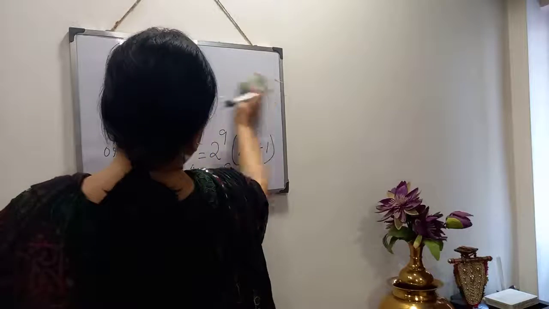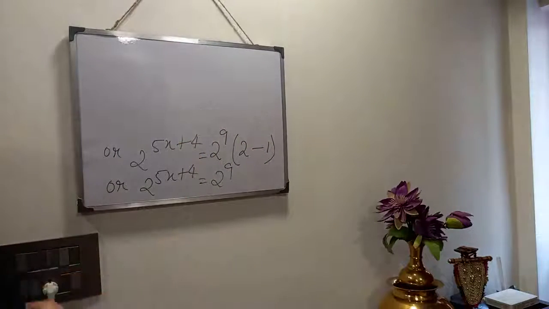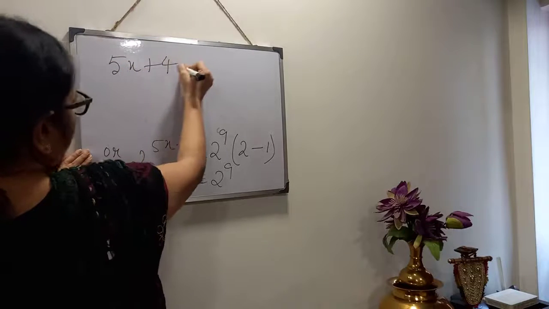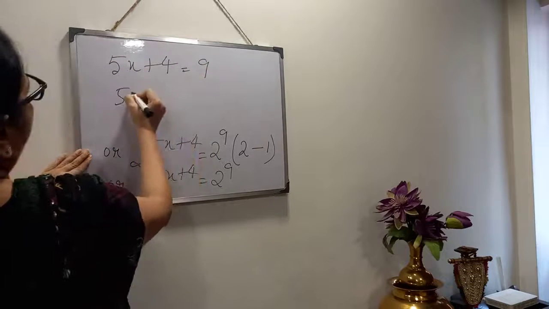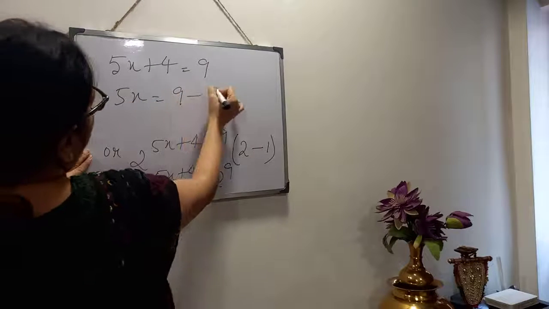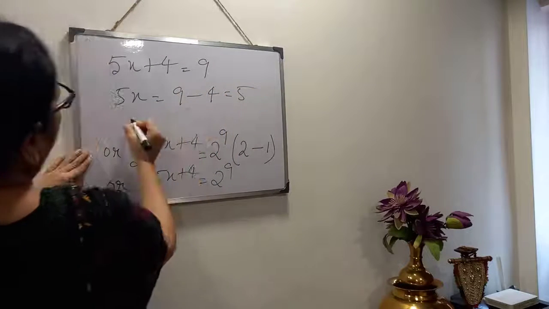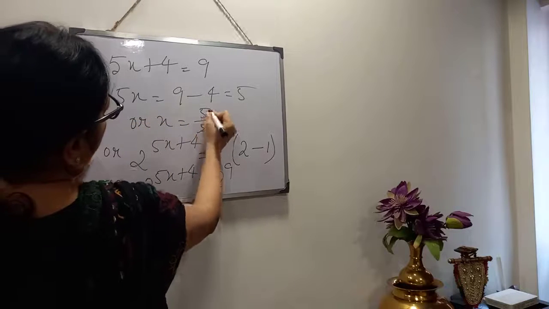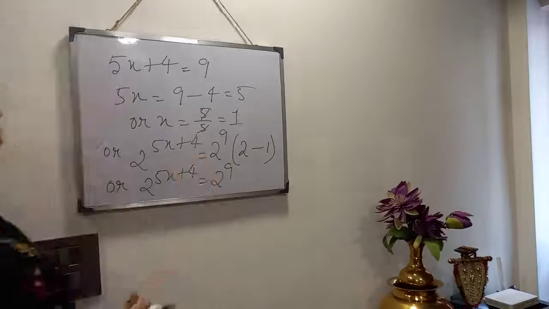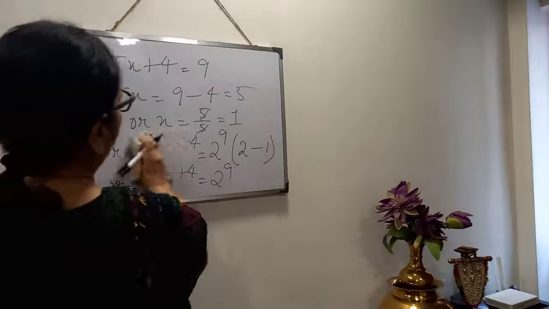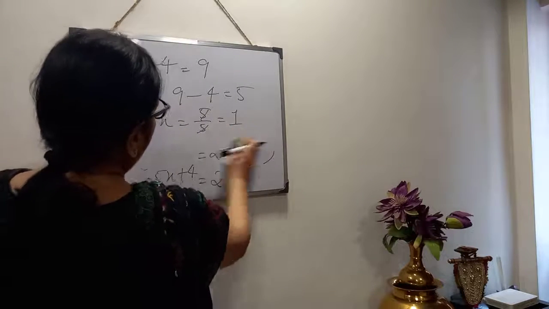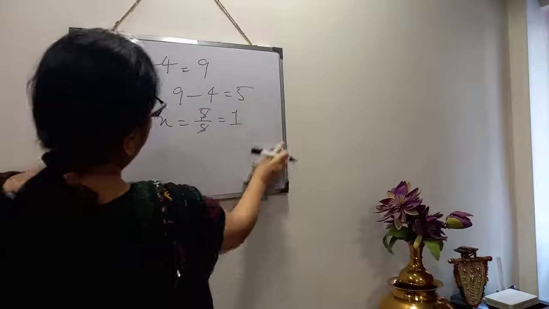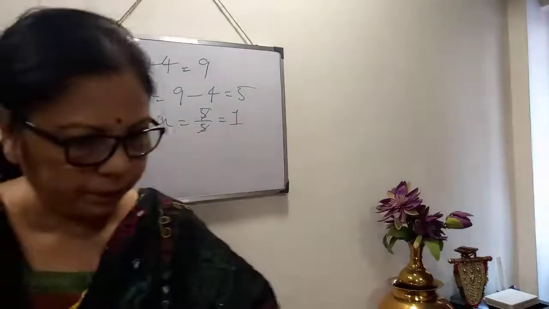Now it is becoming this. So base same, we can write 5x plus 4 equals 9. 5x equals 9 minus 4 means 5. Therefore x equals 5 by 5. Answer is 1. Clear? Solve is very easy. You will practice from example also. You will practice. This is the answer.